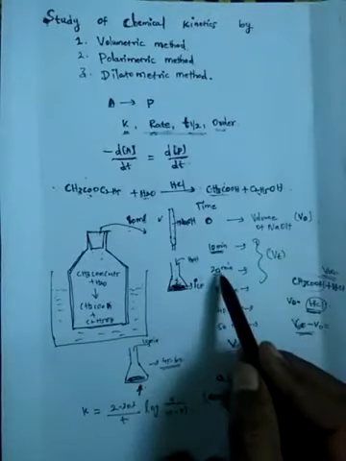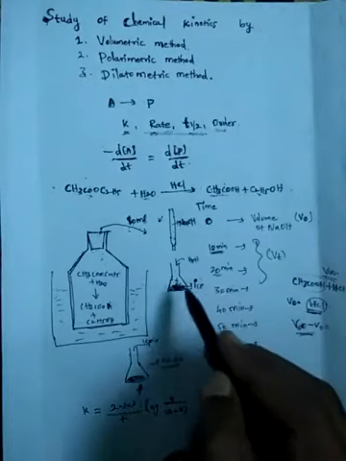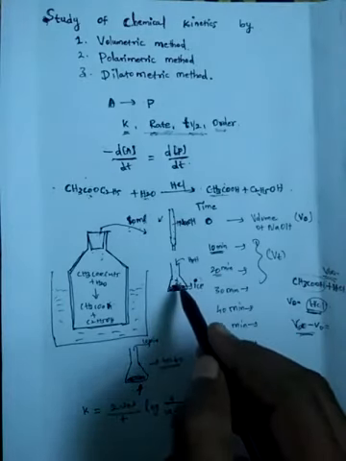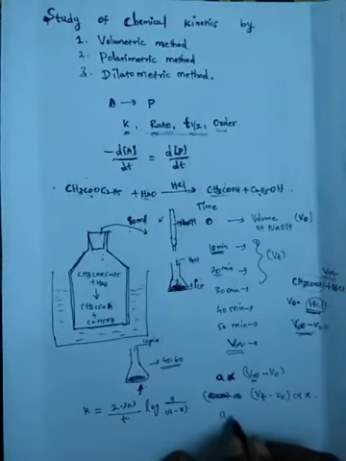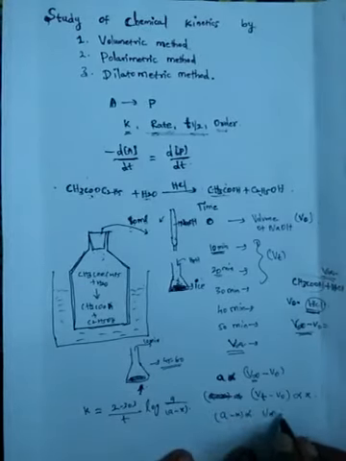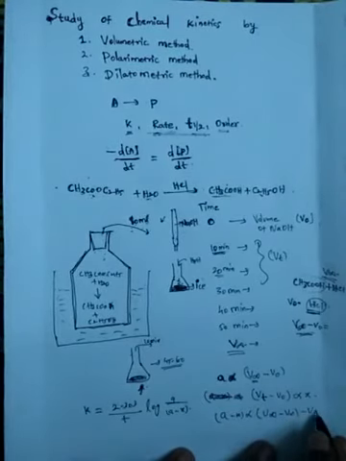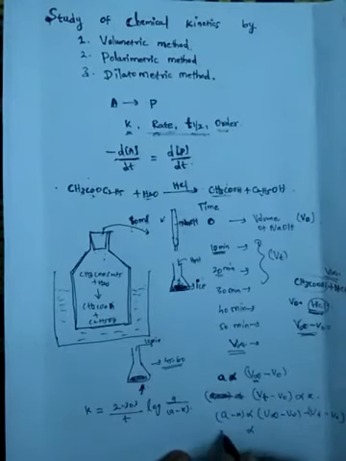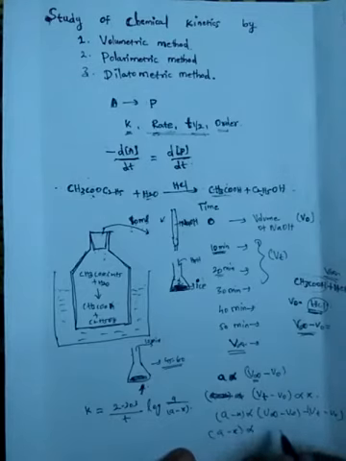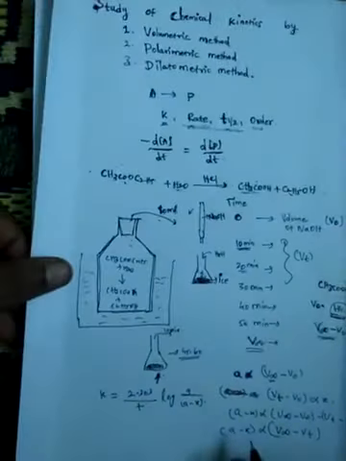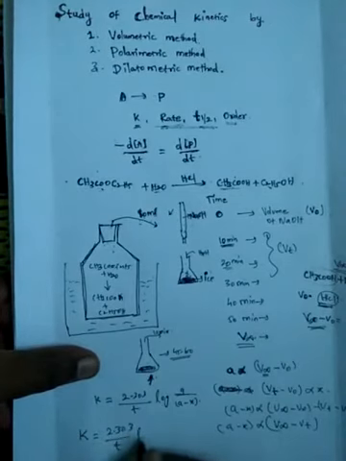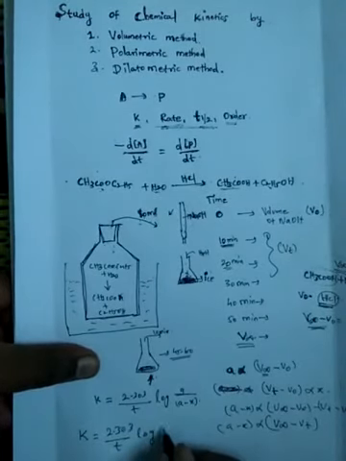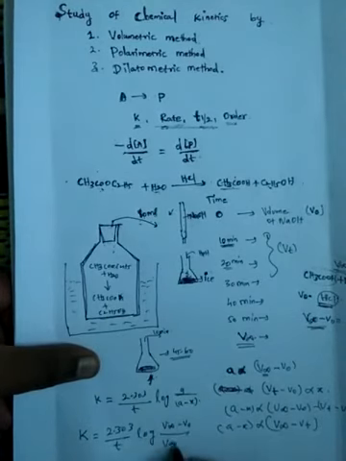That is, at various times, at the 20th minute, the amount of sodium hydroxide required to neutralize the acetic acid formed at that time is Vt minus V0. So A minus X is directly proportional to V infinite minus V0 minus Vt minus V0. This V0 gets cancelled, and you will get V infinite minus Vt. So now substitute. In this equation I'll get log of V infinite minus V0 over V infinite minus Vt.